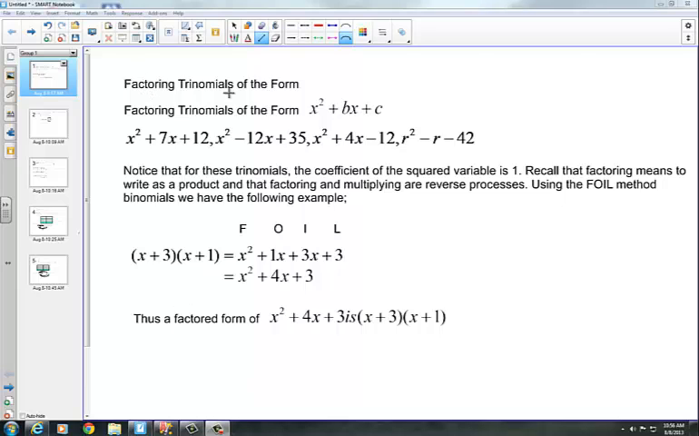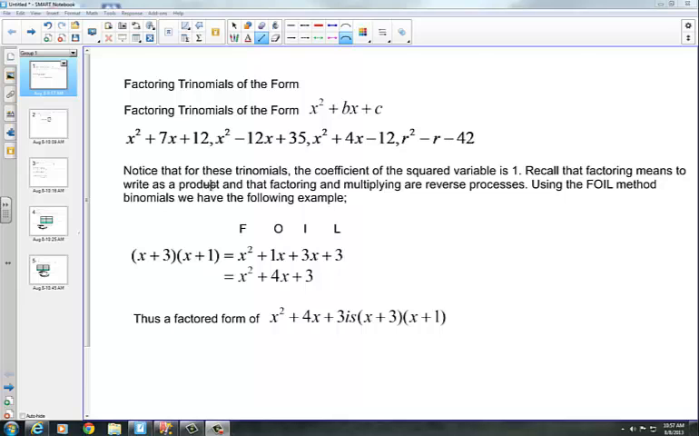Factoring trinomials of the form x squared plus bx plus c. X squared plus 7x plus 12. X squared minus 12x plus 35. X squared plus 4x minus 12. R squared minus r minus 42.